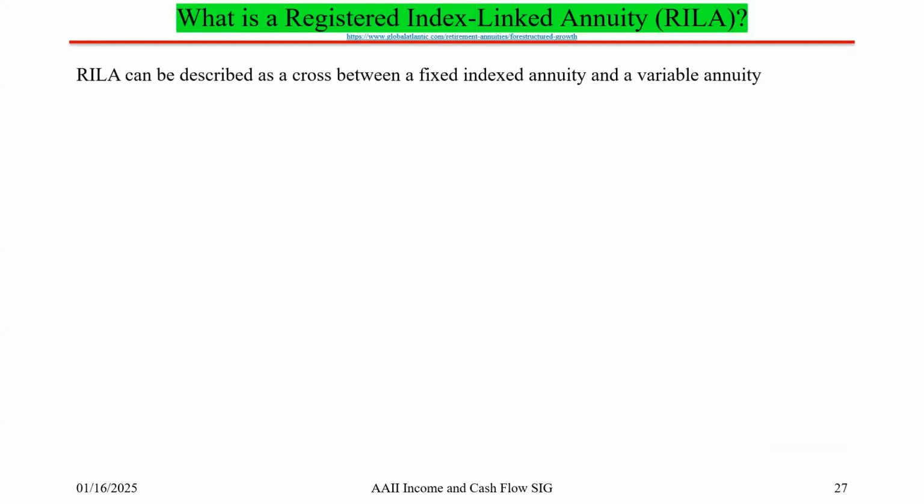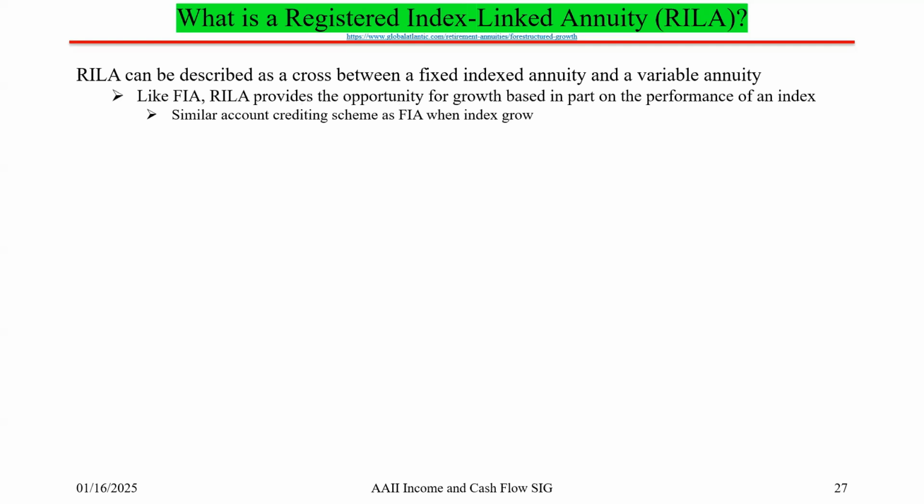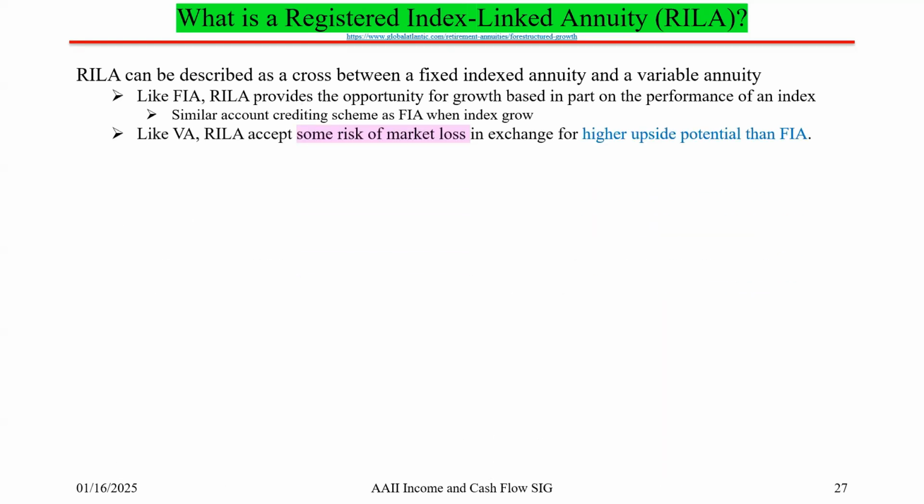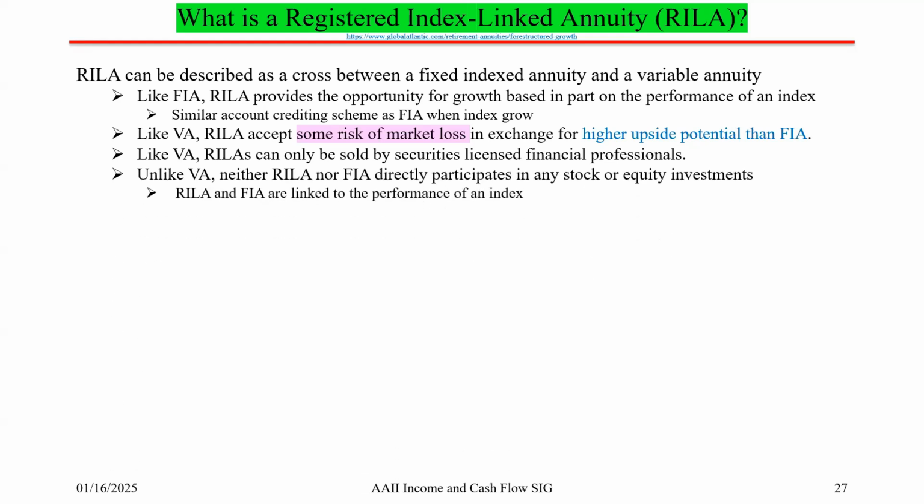RILA is basically a cross between the fixed index and the variable annuity. I'm going to go very fast here because you are accepting some risk of market loss in exchange for a higher upside potential than FIA. Like a variable annuity, RILA can only be sold by security licensed financial professionals. So not every insurance salesperson can sell you this. They have to pass the Series 7 or whatever the test is, like a stockbroker.